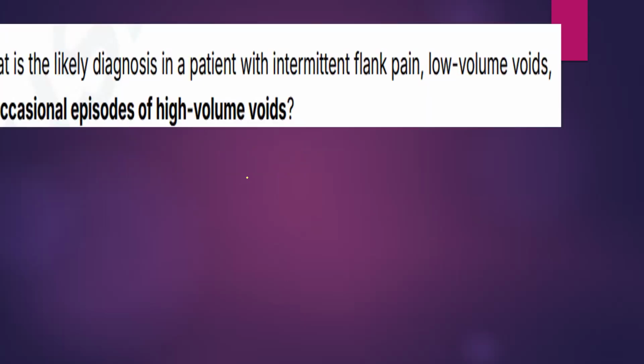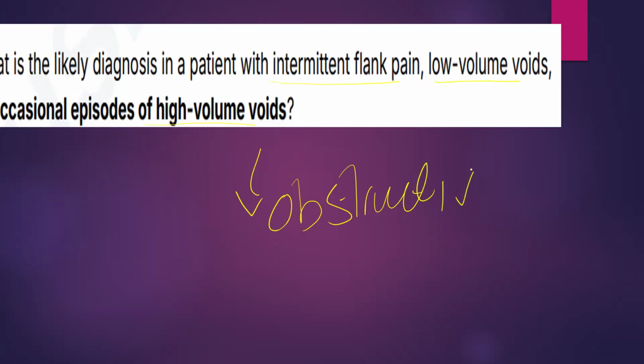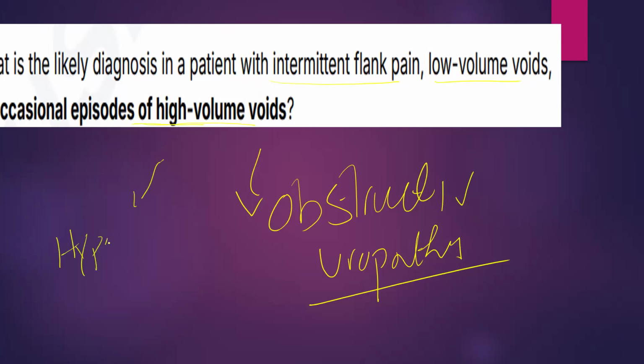What is the likely diagnosis in a patient with intermittent flank pain, low volume voids, and occasionally the opposite, a high volume void? That is typically obstructive uropathy. Obstructive uropathy is the diagnosis. It can lead to hypokalemia, which leads to weakness plus dehydration.